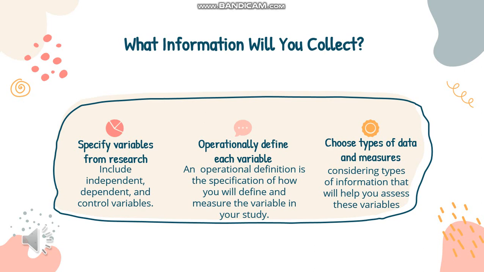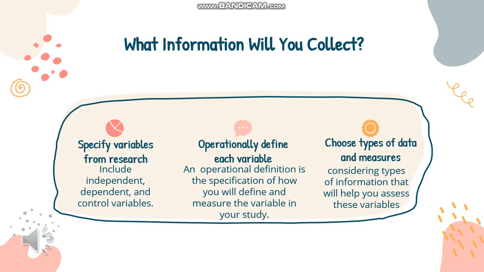What information will you collect? There are 3 activities in the steps. The first is specify variables from research, and then operationally define each variable, and the last choose types of data and measures. In the first activity, specify variables from research.